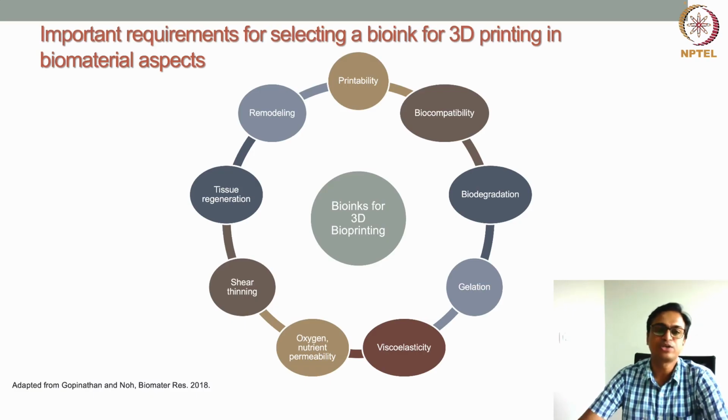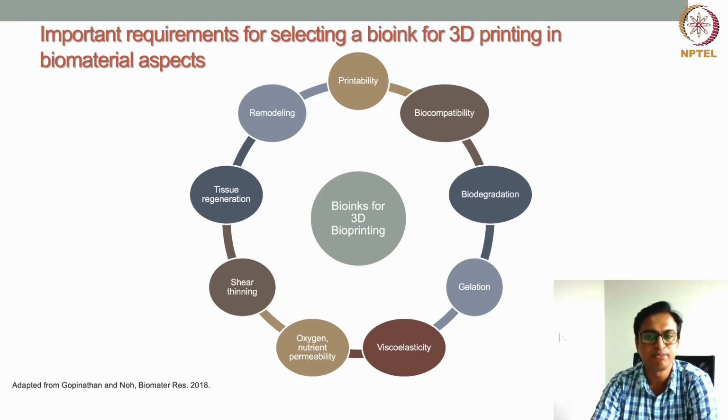So these are the important requirements that we discussed: printability, biocompatibility, biodegradation, gelation, viscoelasticity, oxygen and nutrient permeability, shear thinning behavior of the material, and support for tissue regeneration and remodeling. All these are very important requirements for any bioink to be used for bioprinting.